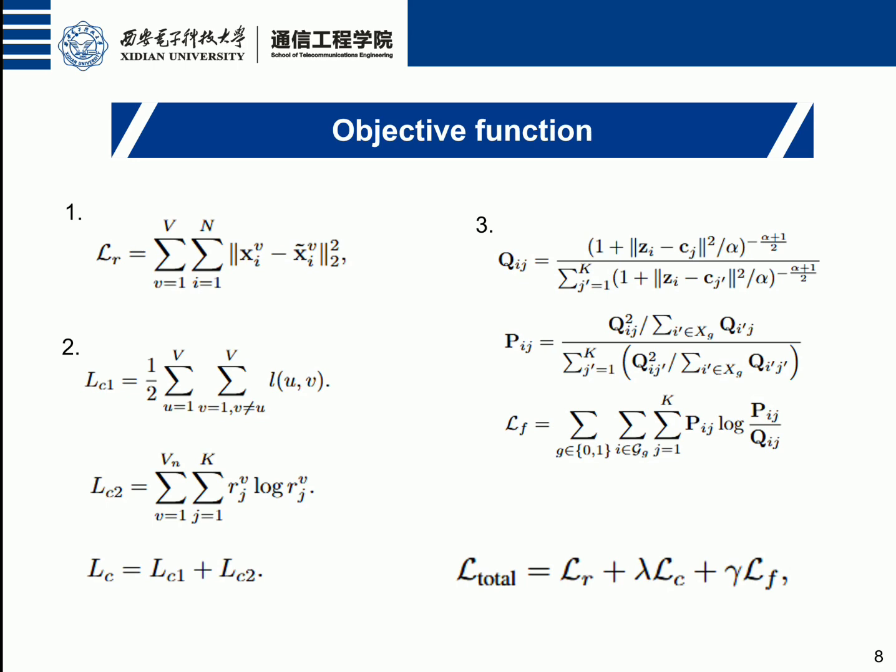Next, I will give a detailed introduction to the objective function design of the DFIM-CAKAN model. The optimization objective of the entire model consists of three loss terms: reconstruction loss, contrastive loss, and fairness loss.